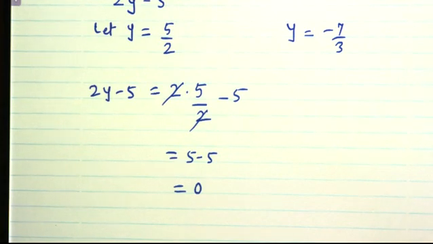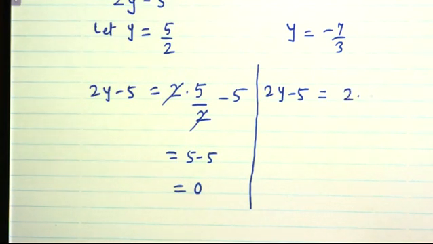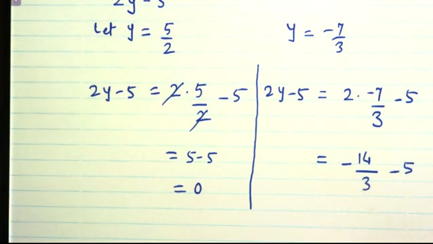Let us take the same expression for y equal to minus 7 upon 3: 2 into minus 7 upon 3 minus 5. This becomes minus 14 upon 3 minus 5. 2 into minus 7 is minus 14 upon 3 as it is, because nothing is to be multiplied, and minus 5. Further we have to calculate.